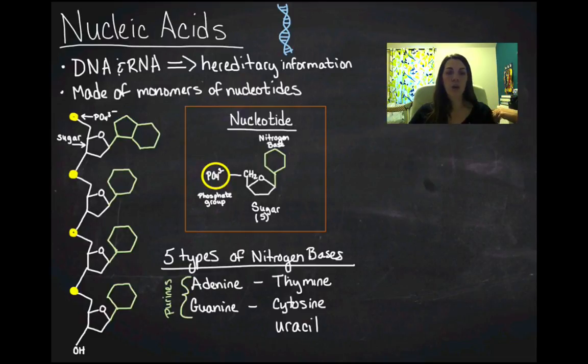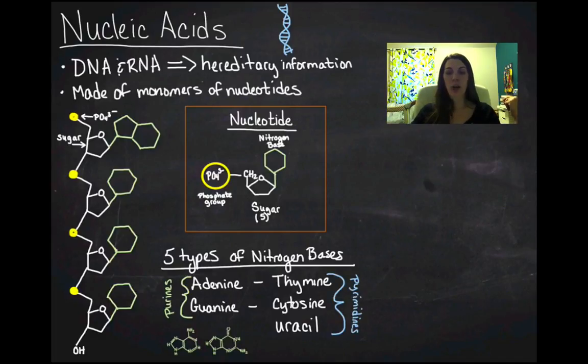Adenine and guanine are what we call purines, which basically just means that they're double ring structures. See the double ring structures below? Don't memorize them. That's a waste of your energy. But they're double ring structures. Adenine and guanine are double rings. Thymine and cytosine and uracil are what we call pyrimidines.